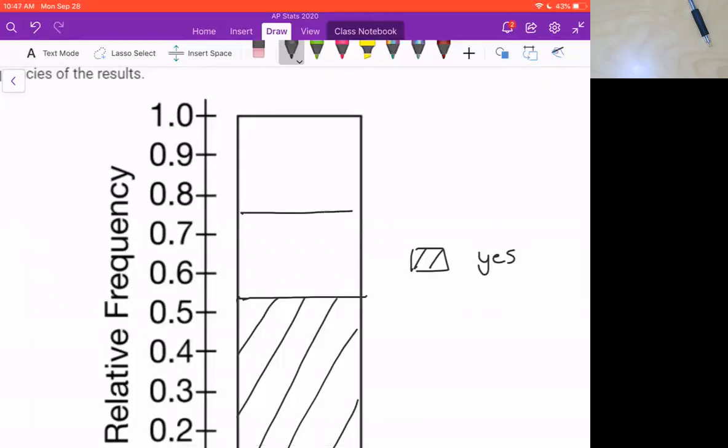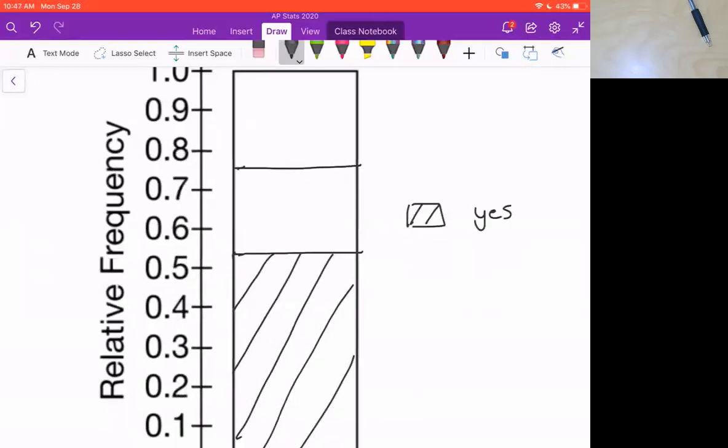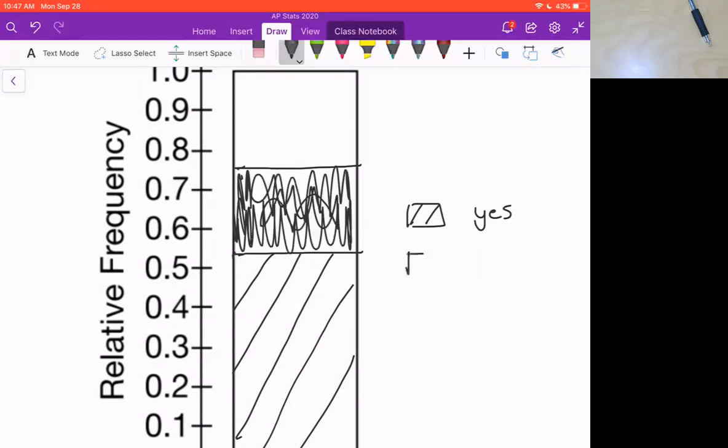So there's my next group right here. And I don't know, I'll just color this all in. You just have to have something to tell which segment is which. So this would be the people that said no, and then that leaves the top, the no opinion. Okay, so that's just a really rough sketch there.